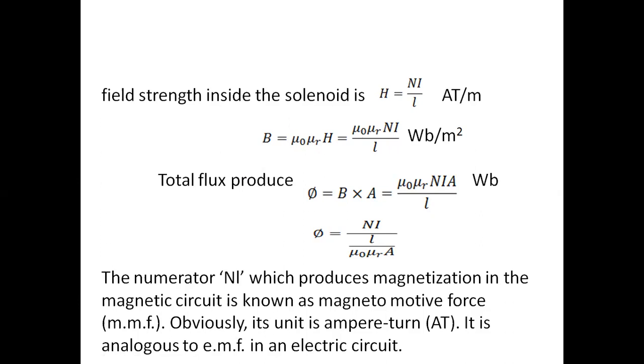Generally, the coil turns are constant. We cannot change the number of turns. So if we change the current, the force will increase, and due to that magnetic force we get the flux. So MMF is the magnetomotive force. Its unit is ampere turns, and it is similar to the EMF of the electric circuit. So now we are comparing the electrical circuit and the magnetic circuit.